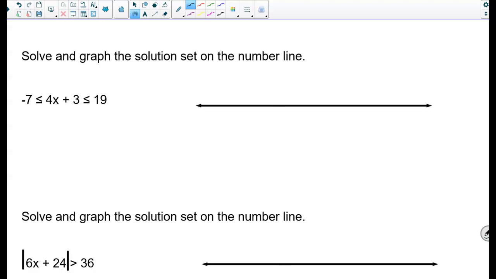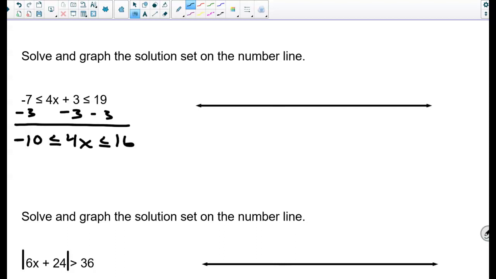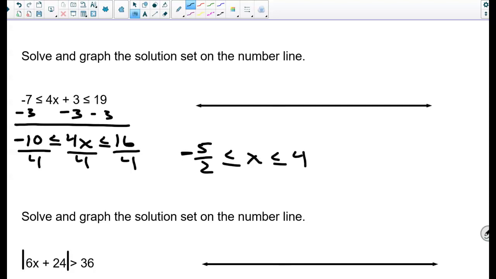So as we get started here, the first part, we're going to subtract 3 on both sides, or on all 3 sides, I guess I should say. And we're left with negative 10 is less than or equal to 4x, which is less than or equal to 16. And we're going to divide by 4, and we're left with negative 5 halves less than or equal to x, less than or equal to 4.